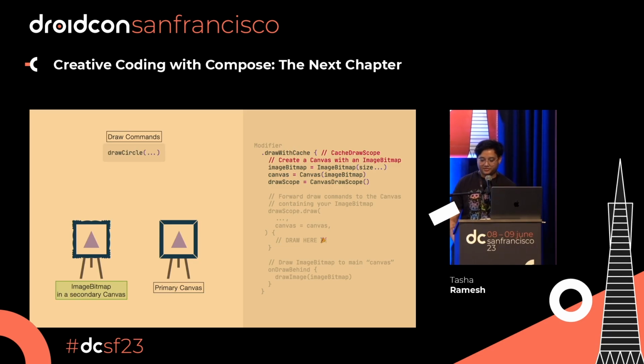To actually do this redirection of the draw commands, we'll first need to set up a separate image bitmap, and we'll also need to set up a secondary canvas to draw onto. These three things in tandem will allow us to redirect our drawing commands to this image bitmap. The draw scope is what we'll need to actually call the draw command.